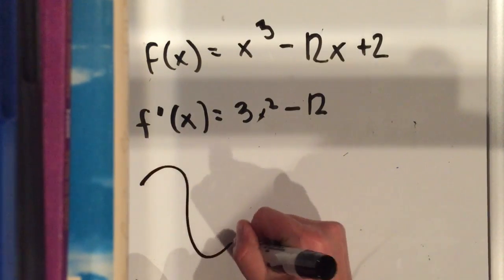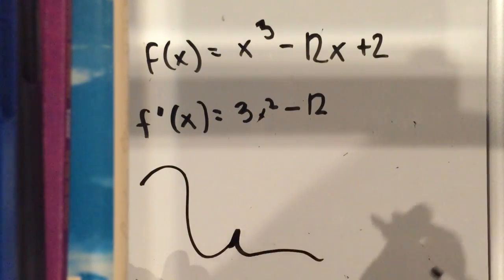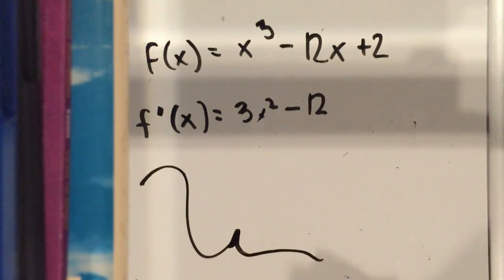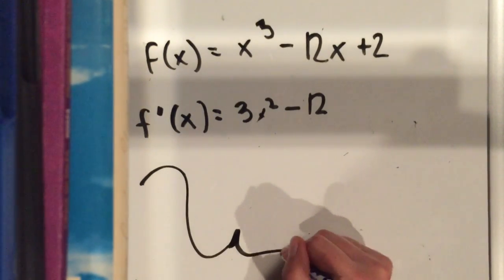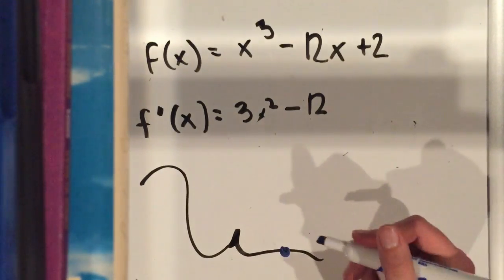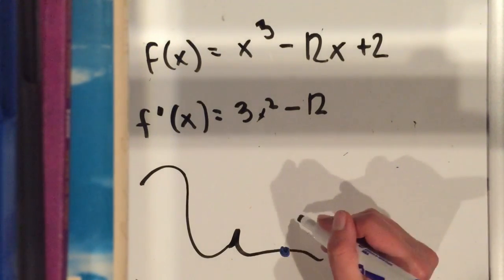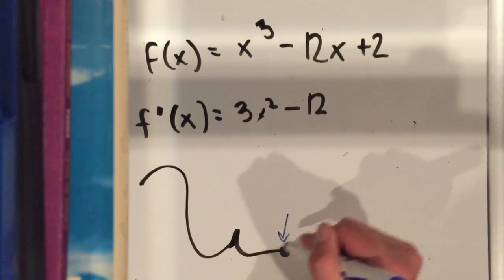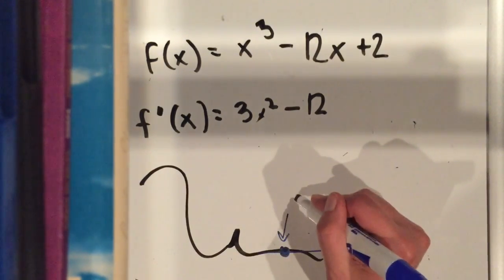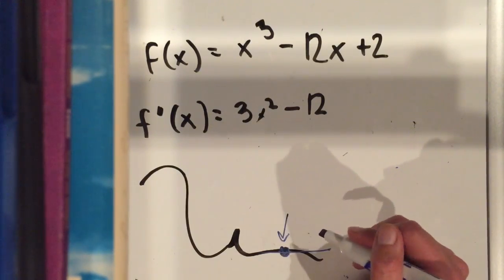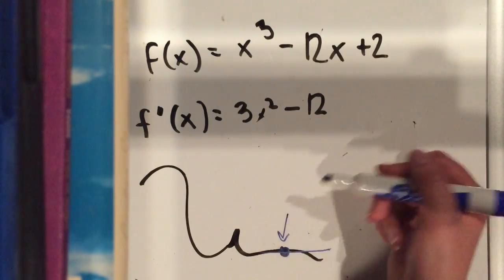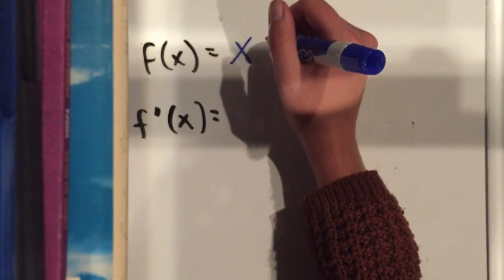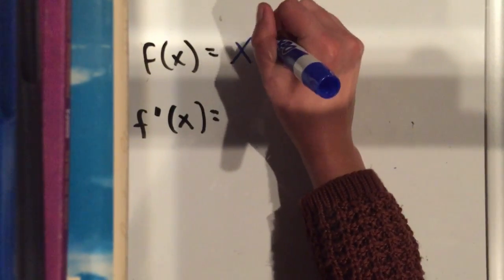So say we still had this graph right here. This point right here, the derivative here is 0, obviously because it's straight, but it is not a relative value because it's not a hill or a valley.